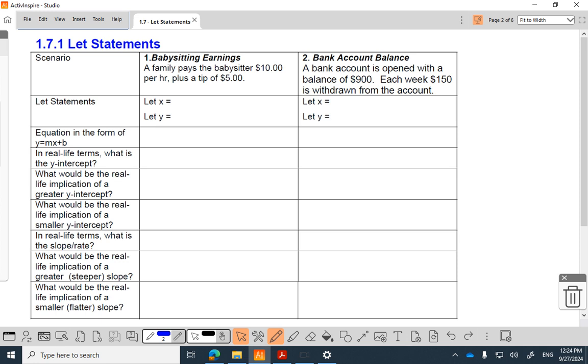So we usually use that as X. I shouldn't really say usually. I just know in the world sometimes we use X for other things. But in this math course, we use X as the input.